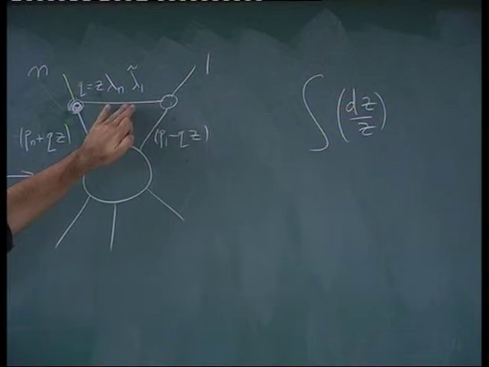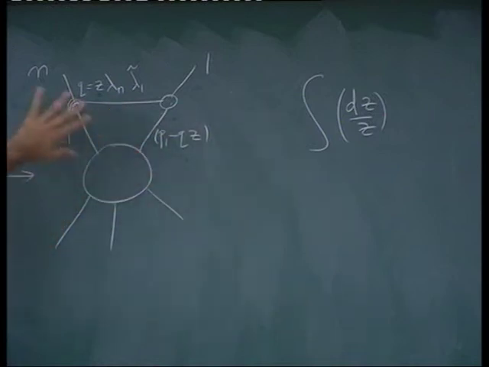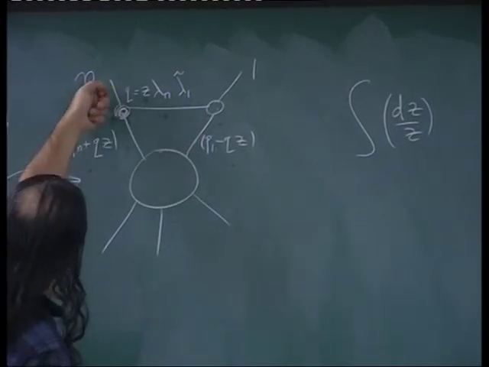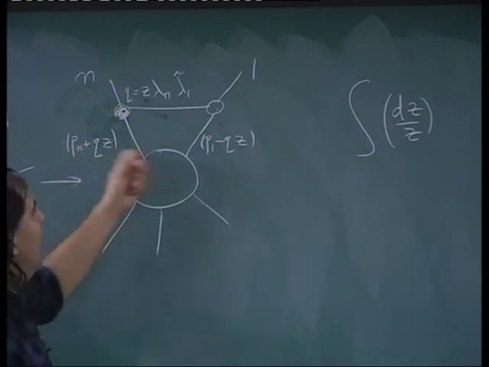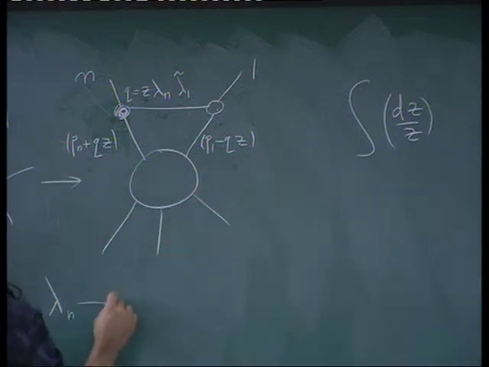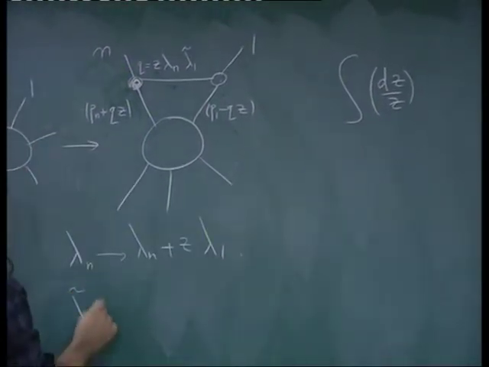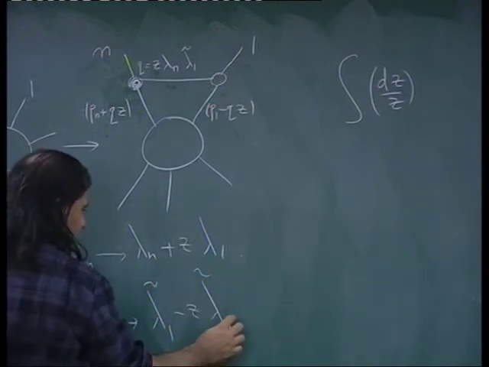Notice also that q is inevitably complex. No matter what you do, q isn't real. Okay? q is something complex. So in doing these things, we're allowing all the momenta and everything to be complex. In fact, we can work out exactly what it is, because the lambda tilde here has got to be still the same as the lambda tilde there. So it's the lambda here that's been shifted, and the lambda tilde here which has been shifted. So what we've done is shift lambda n goes to lambda n plus z lambda 1, and lambda tilde 1 to lambda tilde 1 minus z lambda tilde n.